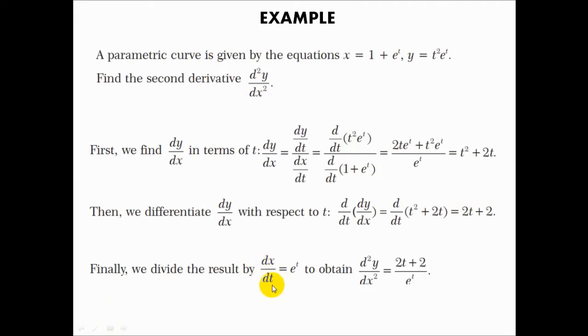Here x is 1 plus e to the power of t, so the first derivative is again e to the power of t. So we get d squared y over dx squared is equal to 2t plus 2 over e to the power of t.